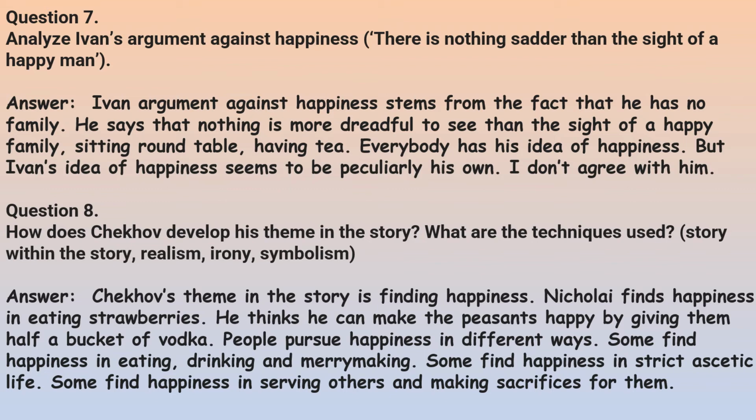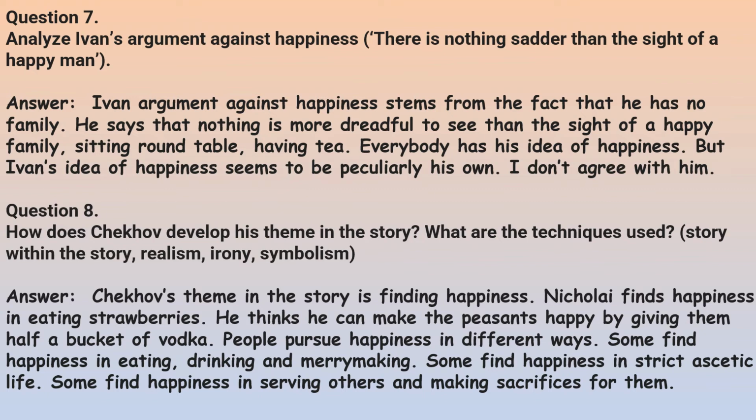Question number 8. How does Chekhov develop his theme in the story? What are the techniques used? Story within the story, realism, irony, symbolism. Chekhov's theme in the story is finding happiness. Nikolai finds happiness in eating strawberries and gooseberries. He thinks he can make the peasants happy by giving them half a bucket of vodka, Russian liquor.